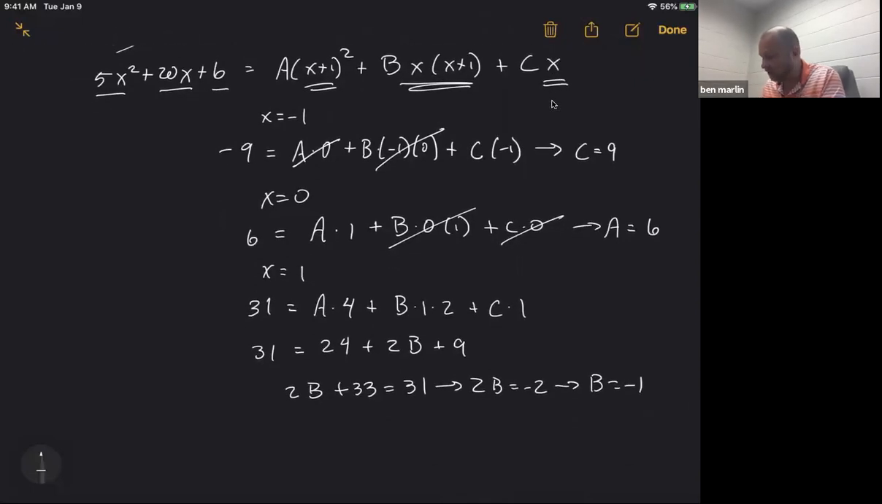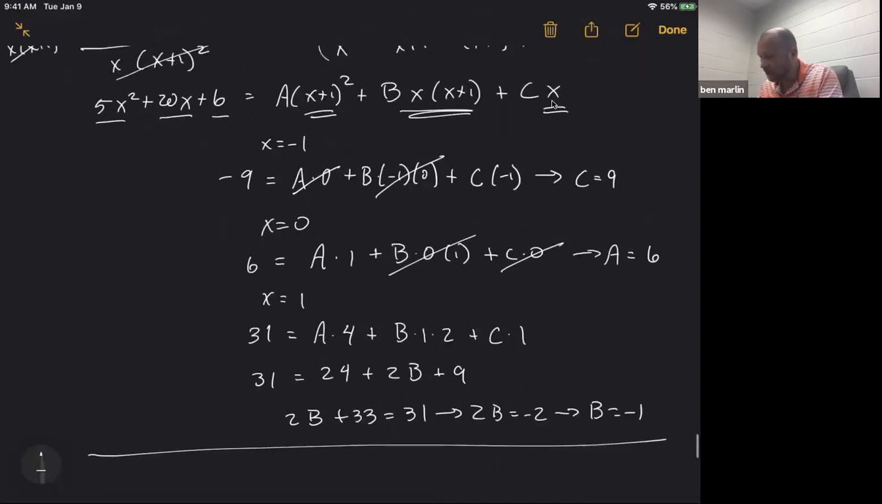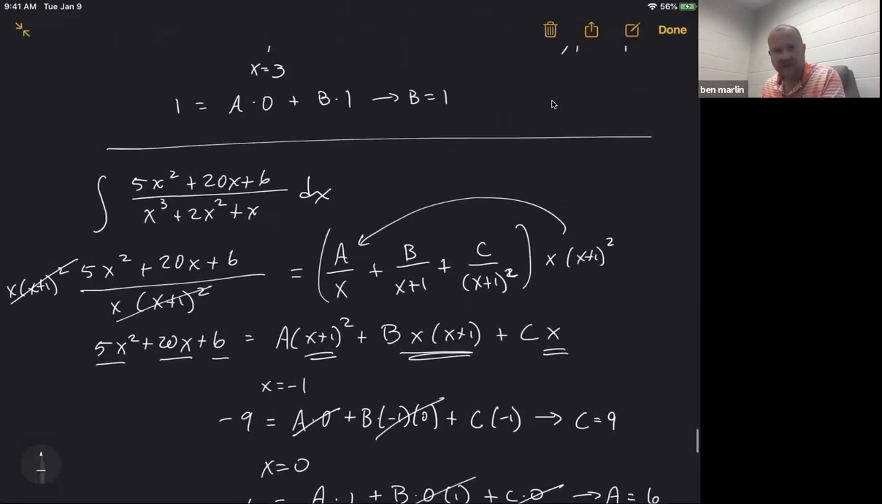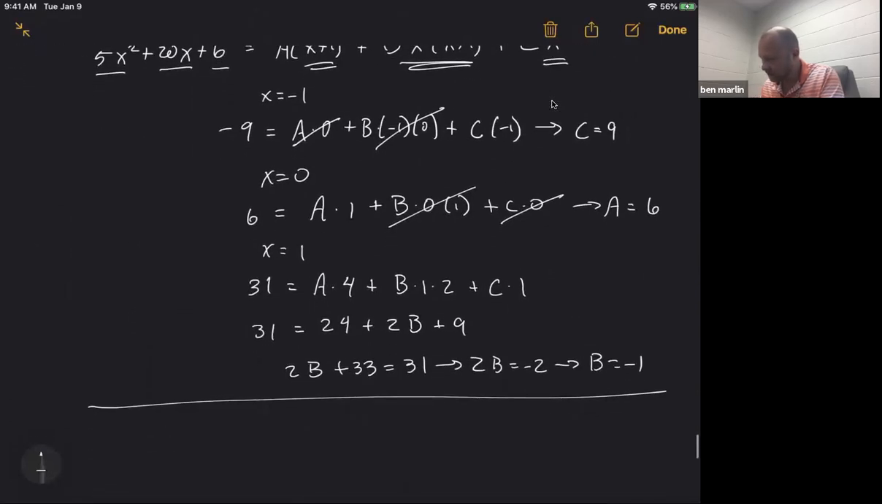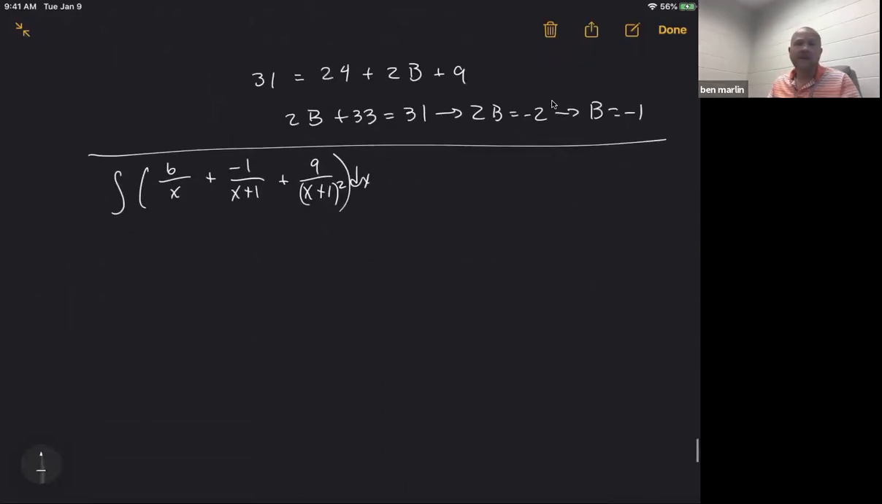It was a lot of work, I feel like, but we go back to the integral, and we have to look back up there and see what the integral looked like. So you see the A and B and C. So we're going to have this integral of 6 over x plus -1 over x plus 1 plus 9 over x plus 1 quantity squared, and then all dx, right? So then the actual integration is almost trivial, right?